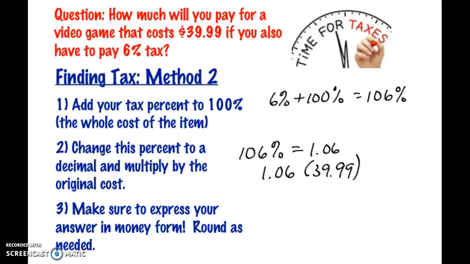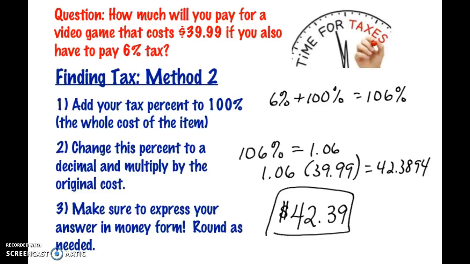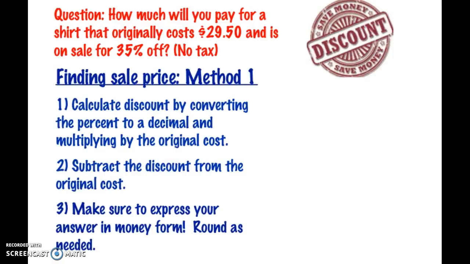When I multiply 1.06 by the original cost, I get 42.3894. Notice this is the same answer that I got last time when I did it with the other method. So just like I did before, I'm going to write this in money, $42.39 is what I'll have to pay. I don't know if you're like me, but I think the second method is a little bit easier a lot of the time. Okay. So now we're going to look at sale price.